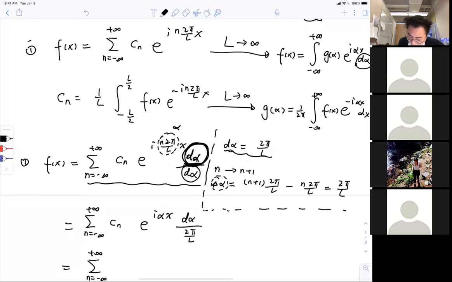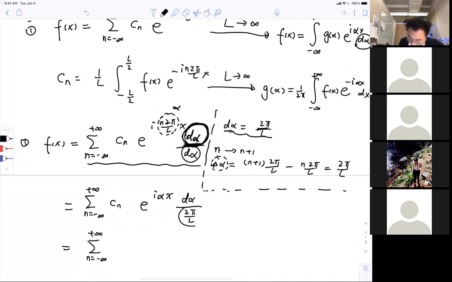And we know that d alpha is 2 pi over L, so we just write 2 pi over L, and combined with Cn it is Cn L.